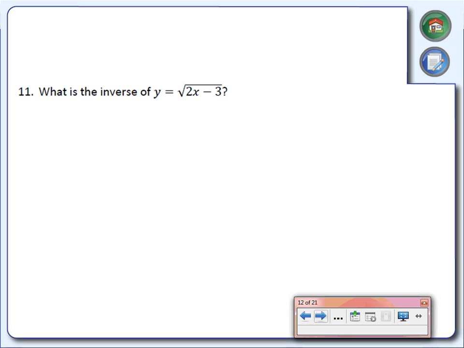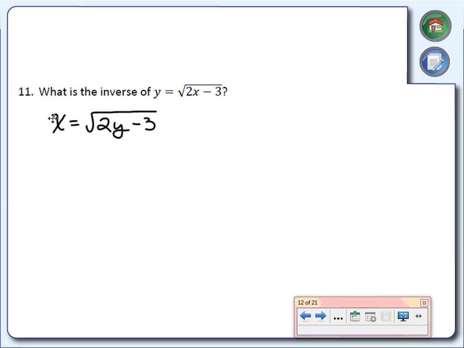All right, number 11, we're asked to find the inverse of y equals the square root of 2x minus 3. What is inverse? What do they want us to do to find inverse? Switch the x and the y. So I'm going to change my y into the x and change the x into the y. After I do that, now it's a matter of solving for y. I want to get y by itself.